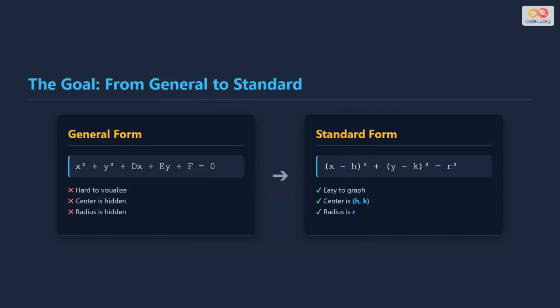So why do we need to do this? Typically, you might see a circle written in general form, which looks like a long string of terms equal to 0. The problem is, this form hides the most important information. We want to convert it into standard form. Once it is in this format, we can instantly see the coordinates of the center, h, k, and the length of the radius, r.